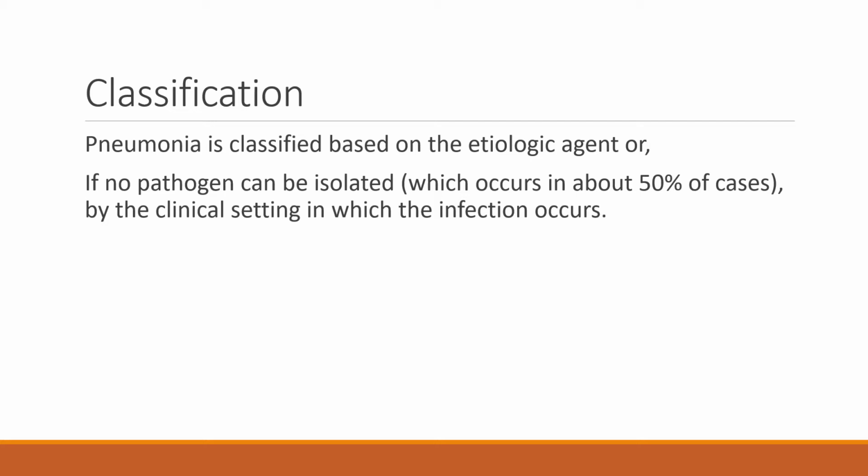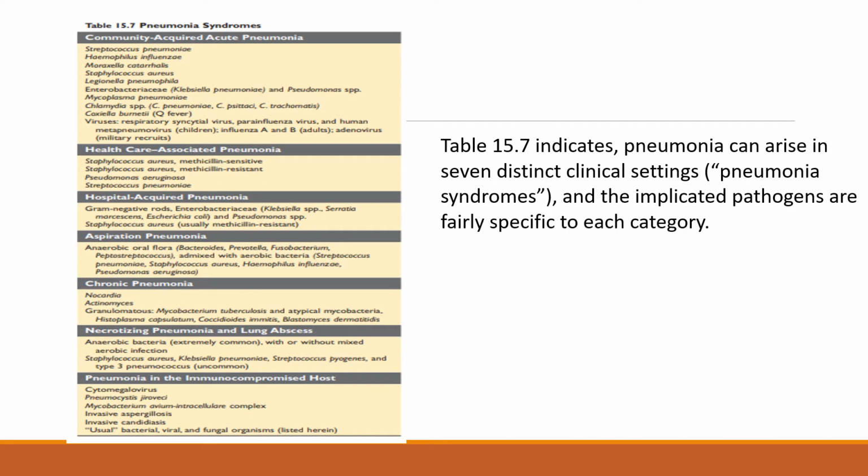Then classification of pneumonia. Pneumonia is classified based on the etiologic agent, and if no pathogen can be isolated, which occurs in about 50% of cases, then we have to look at the clinical setting in which the infection occurs. So pneumonia is classified into 7 distinct clinical settings, called the pneumonia syndromes.